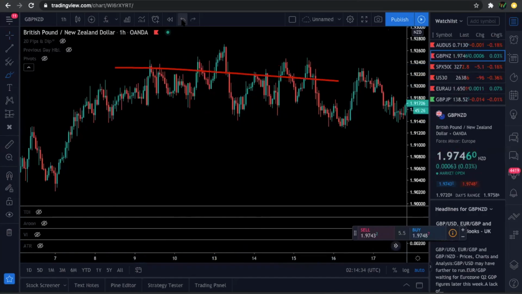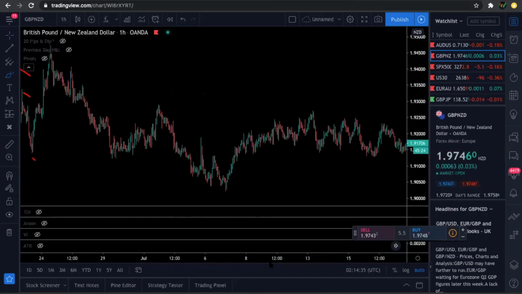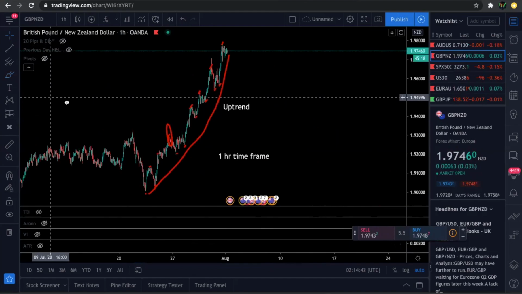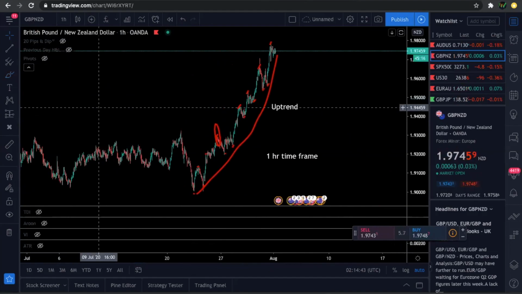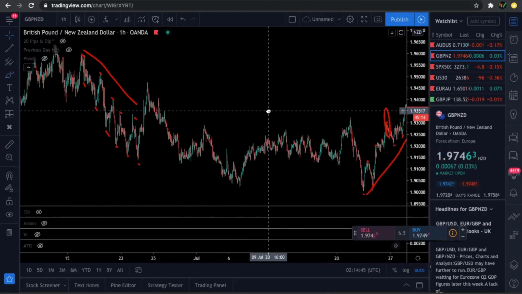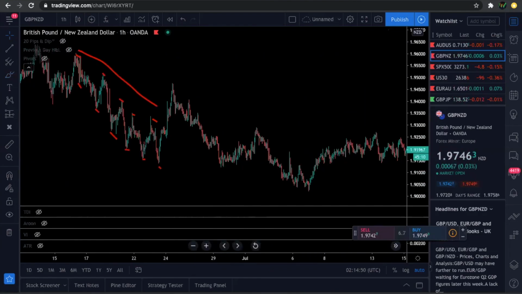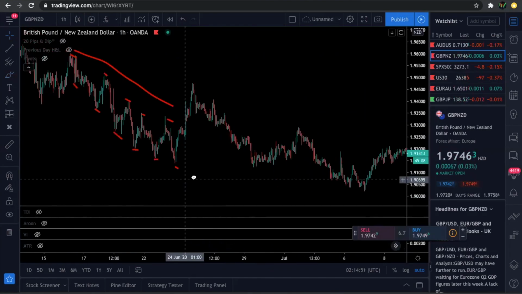So what do we want to look for, guys? Trends. Whether it's a downtrend or an uptrend. Okay? These are the high probability trades right here. Downtrends and uptrends. Okay.